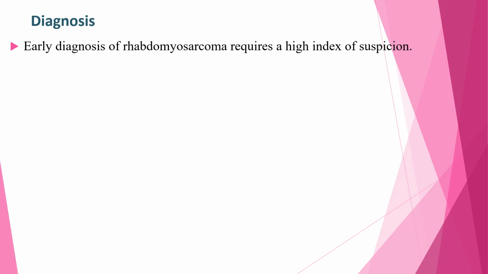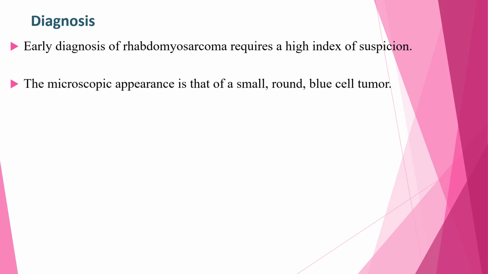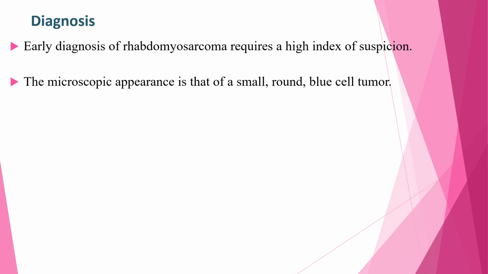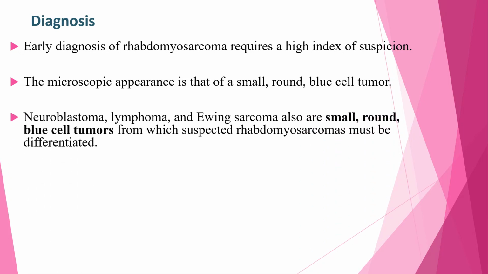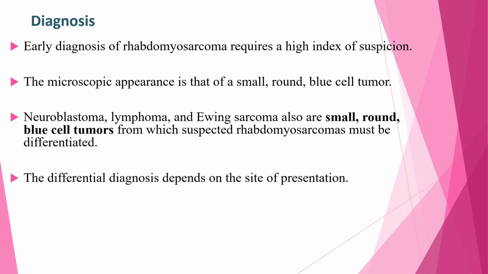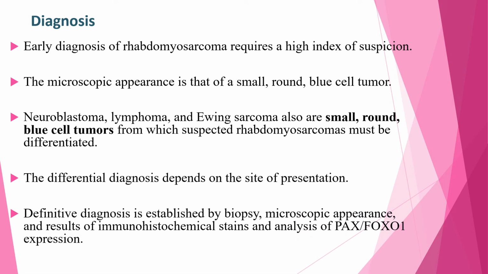Early diagnosis of rhabdomyosarcoma requires a high index of suspicion, and the microscopic appearance is that of small round blue cell tumors. Neuroblastoma, lymphoma, and Ewing sarcoma also are small round blue cell tumors from which suspected rhabdomyosarcoma must be differentiated. The differential diagnosis depends on the site of presentation, and definitive diagnosis is established by biopsy, macroscopic appearance, the results of immunohistochemical staining, and analysis of PAX and FOXO1 expression.